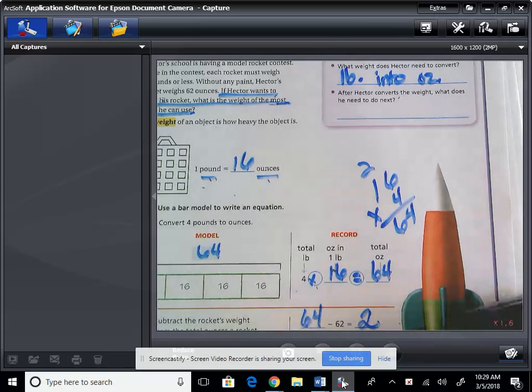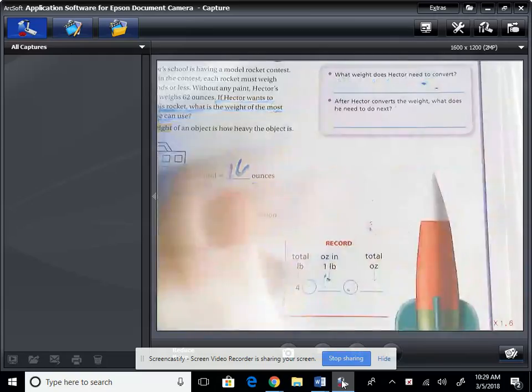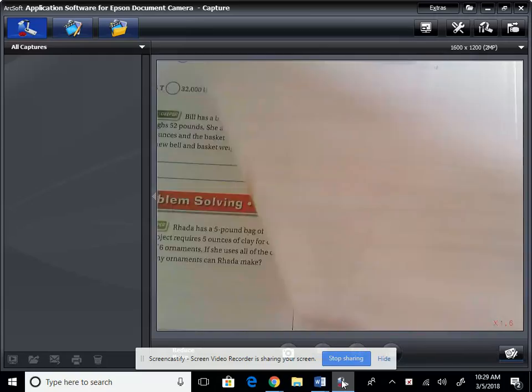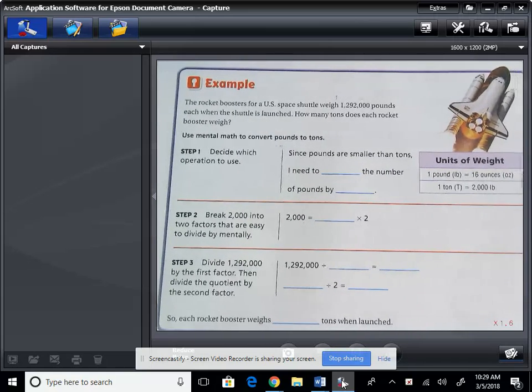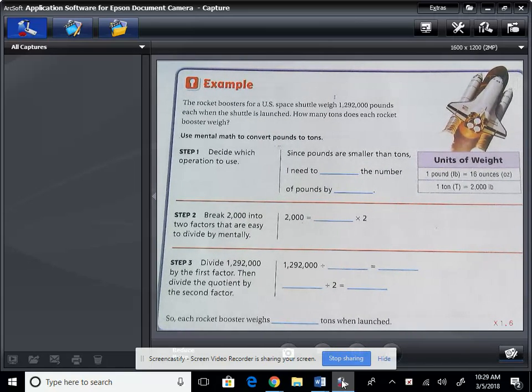All right. Here we go. All right, the rocket booster for the United States Space Shuttle weighs 1,292,000 pounds each when the shuttle is launched. How many tons does each rocket booster weigh?